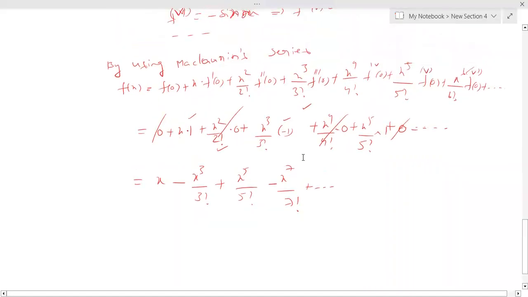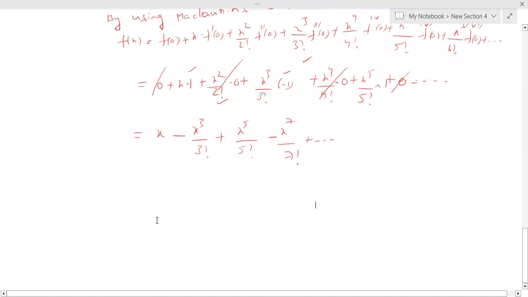So the Taylor series of the sin x function is x minus x cube by 3 factorial plus x power 5 by 5 factorial minus x power 7 by 7 factorial plus and so on. So we have only odd exponents: x power 1, which is an odd number, minus x cube by 3 factorial, then x power 5 by 5 factorial, minus x power 7 by 7 factorial. The next term is x power 9 by 9 factorial. We get only odd exponent terms, with alternating positive and negative signs.